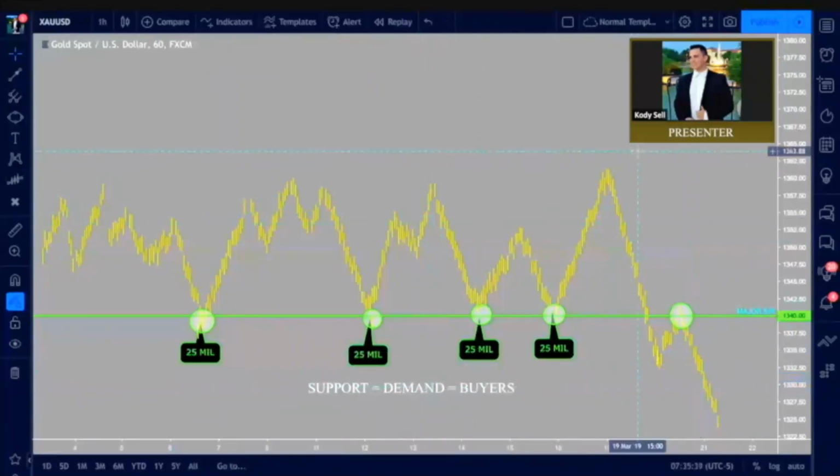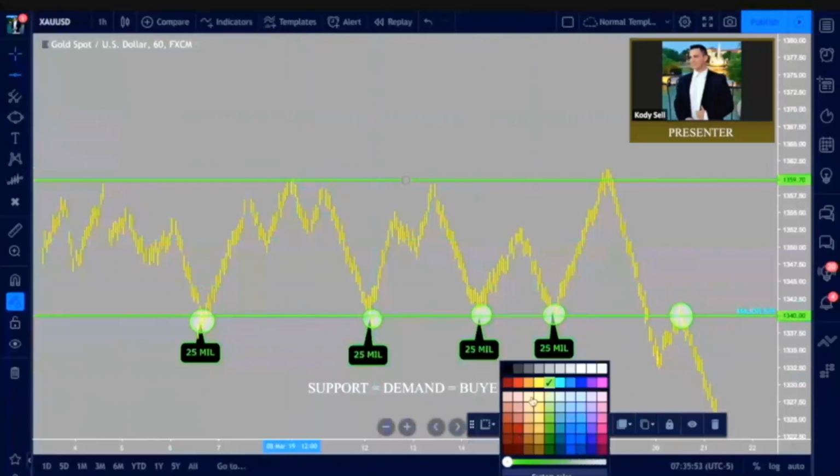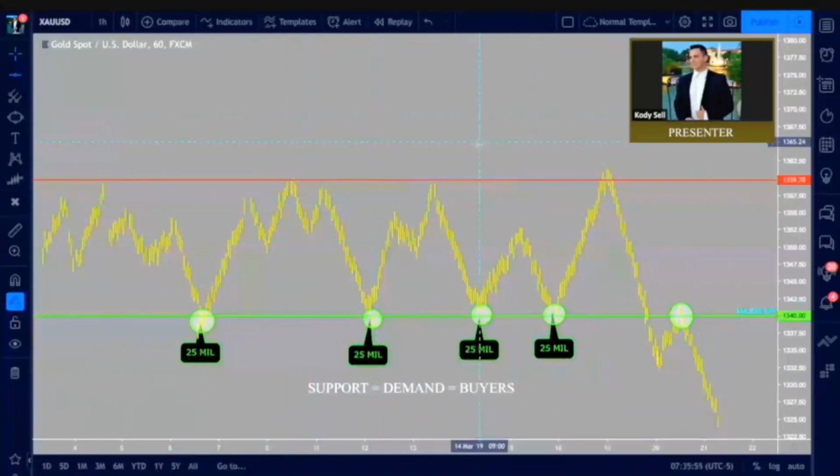What about resistance? What about supply? Well, same thing, just opposite. So we've got our level up here now, and this time we're going to make this red to indicate sellers. So that's the idea, color coding this here. Green is for our buyers, red is for our sellers, and they are pushing the market back and forth. So again, similar situation here.